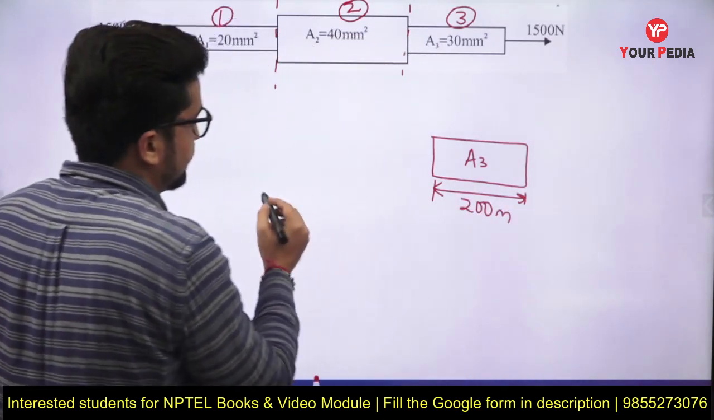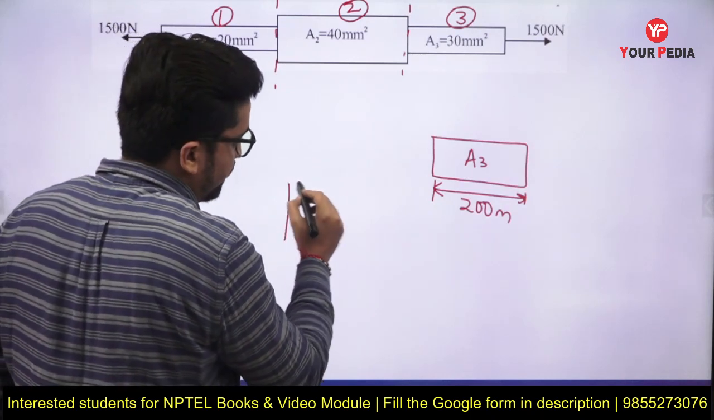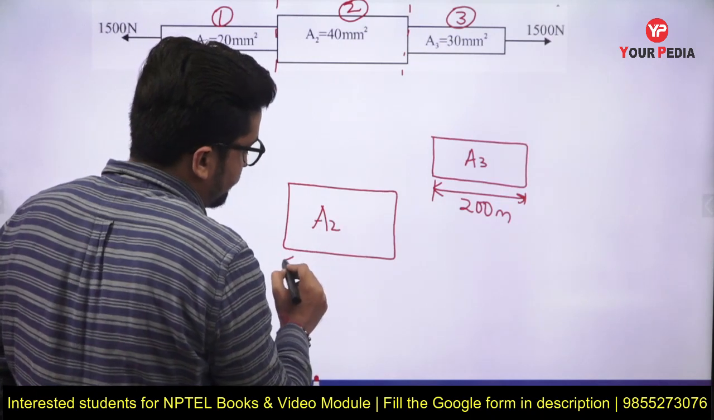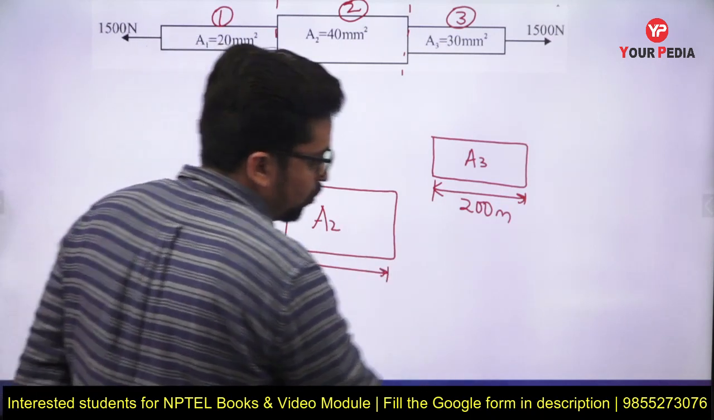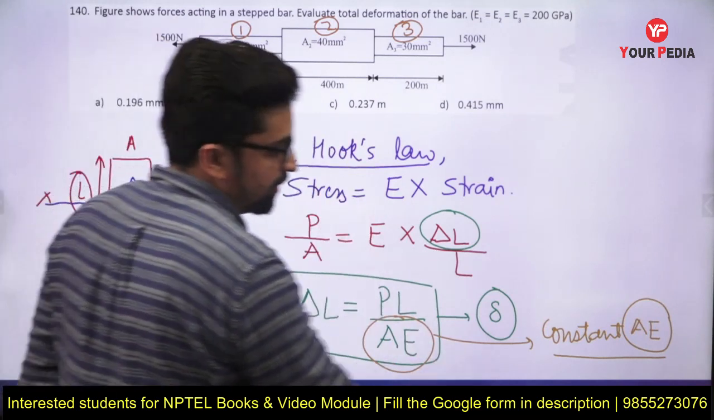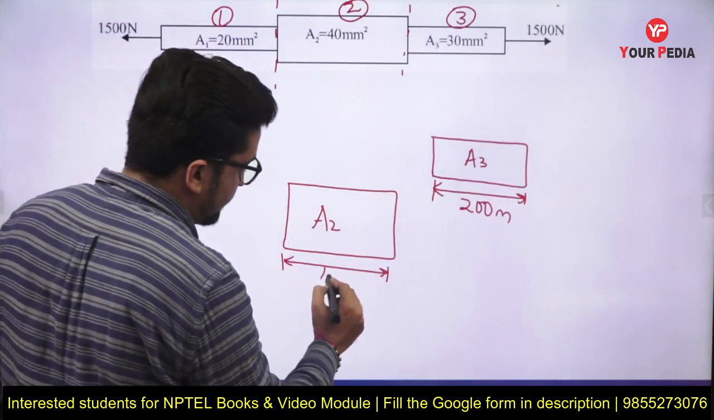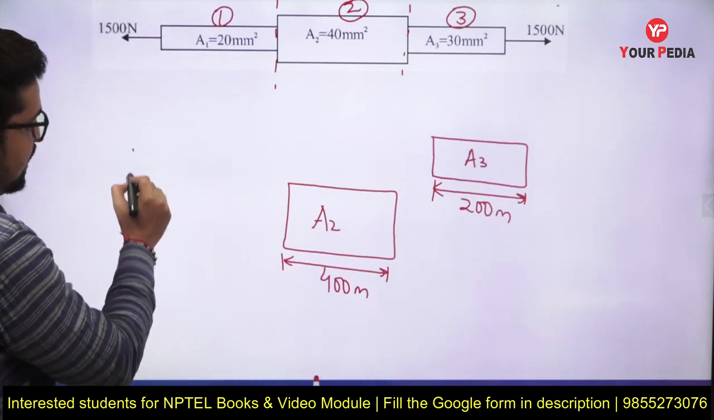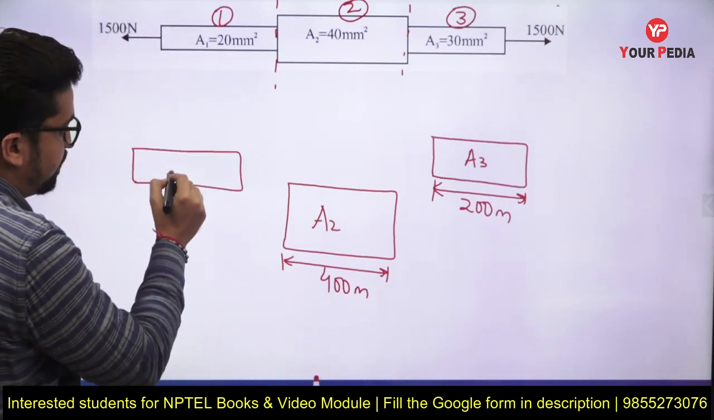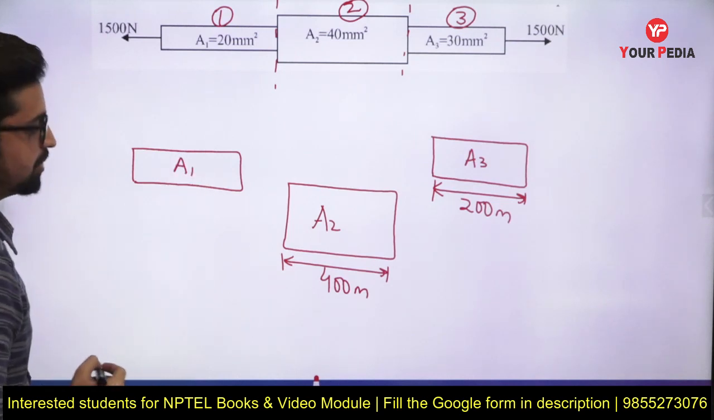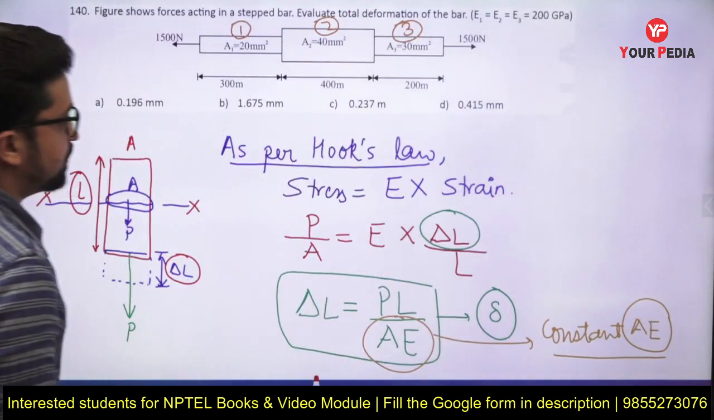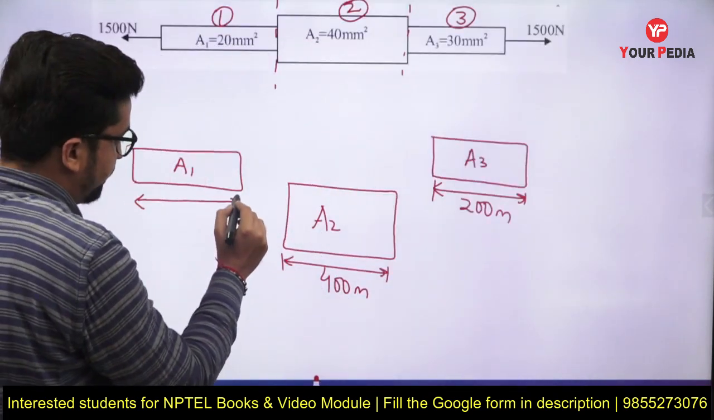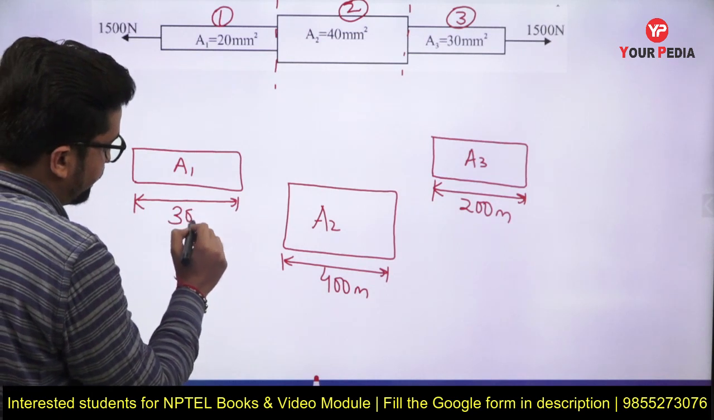After that, let us cut this bar as well. This bar has an area of A2, and its length is given to us as 400 meters. After that we have the first bar, which is the A1 bar. A1 is the area of this cross section, and the length of this bar is 300 meters.